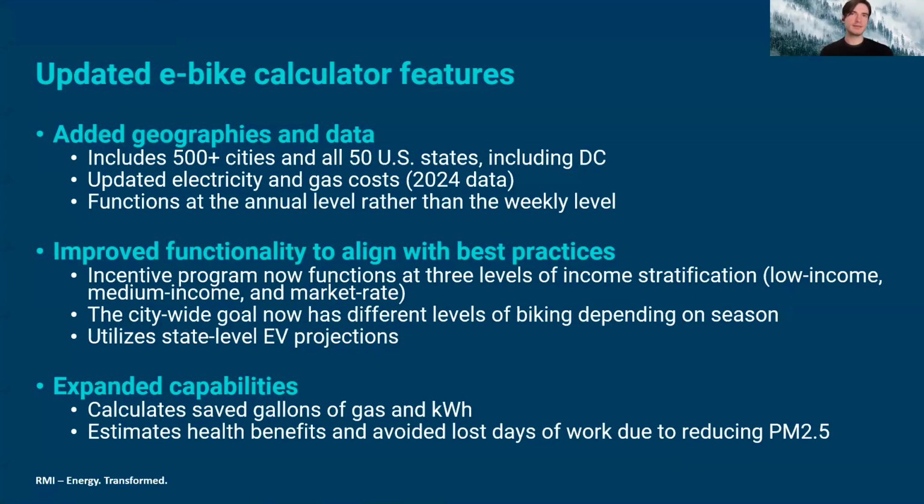So to summarize, the updated features are a broader range of geographic locations, new functionality, and new output metrics. On that first point, we've expanded the list of cities and towns, as well as adding all 50 states in the United States. We've updated metrics on costs that go into the calculator, and we've pulled in some additional vehicle trip data to give you results on an annual basis rather than just a weekly basis.